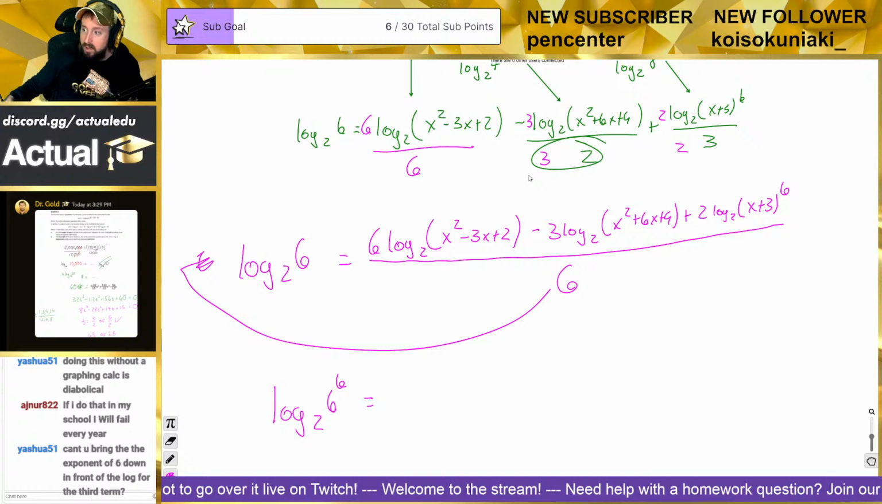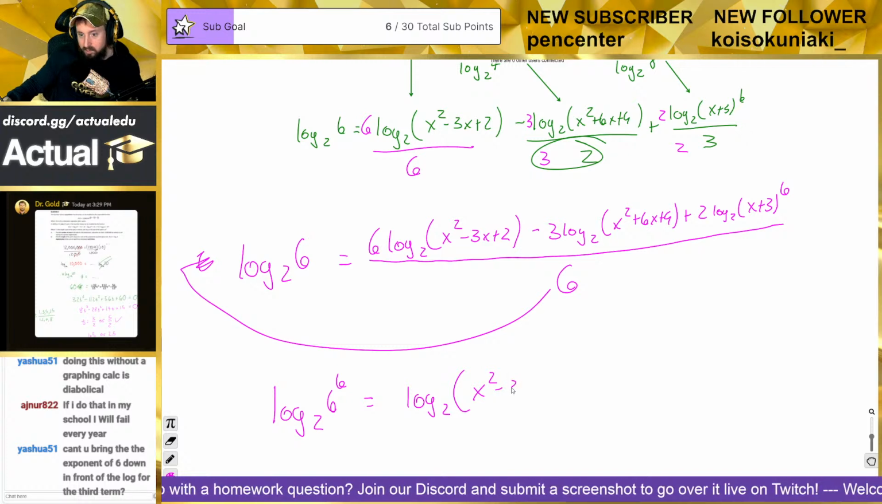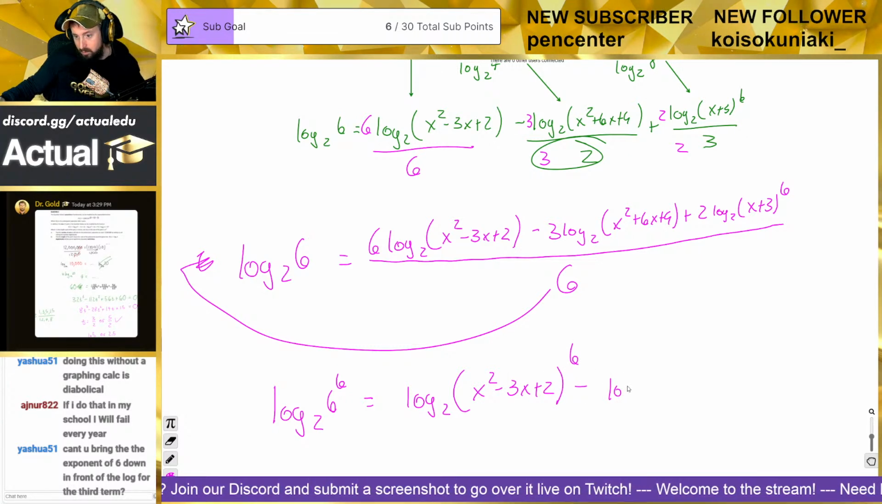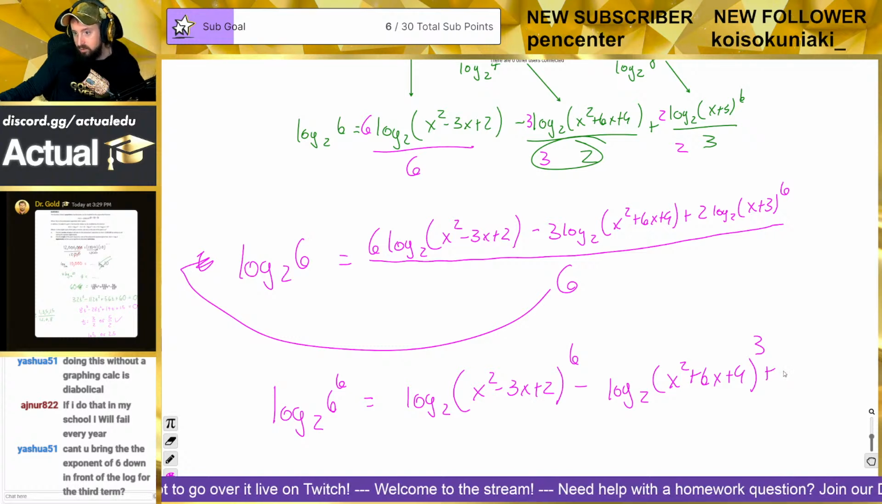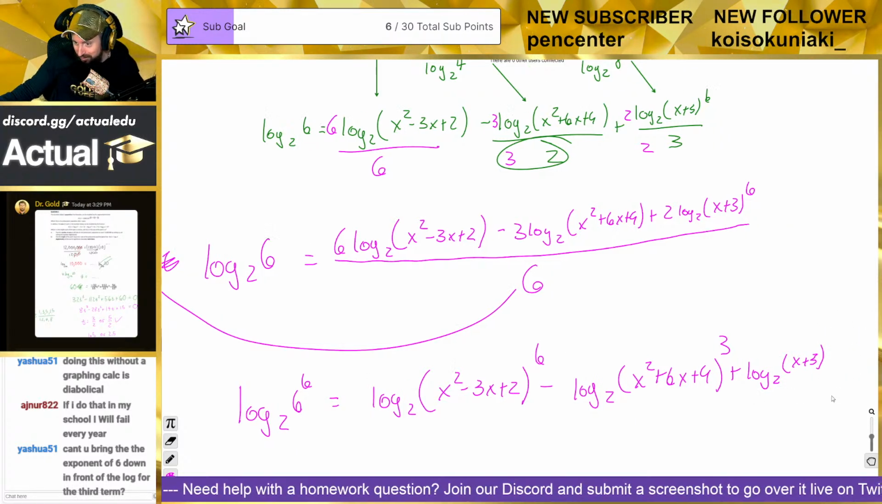And now I'm going to start putting everything up into the exponents. So I'm going to put this on the top, this on the top, and this on the top. So this is going to be log base 2 of x squared minus 3x plus 2, all to the 6th, minus log base 2 of x squared plus 6x plus 9, all to the 3rd, plus log base 2 of x plus 3 to the 12th. I'm running out of room here.